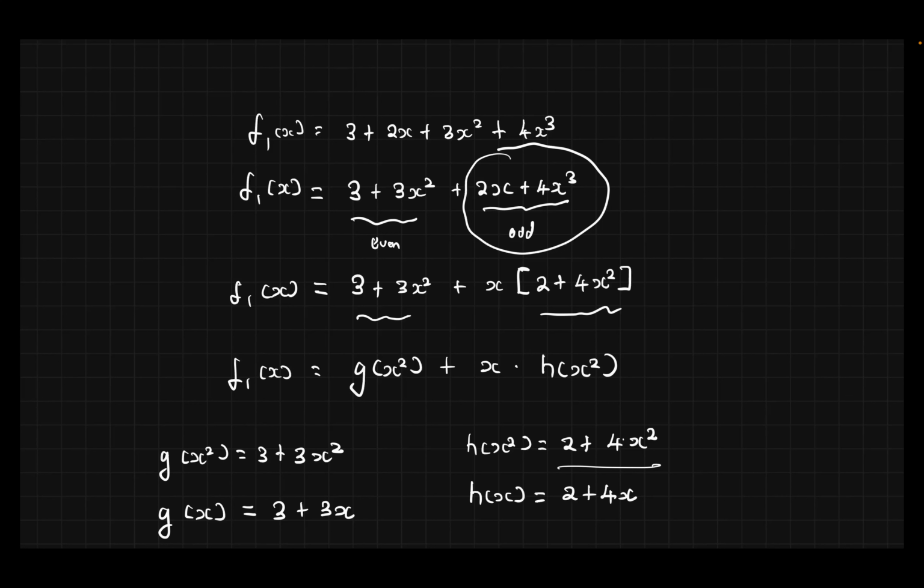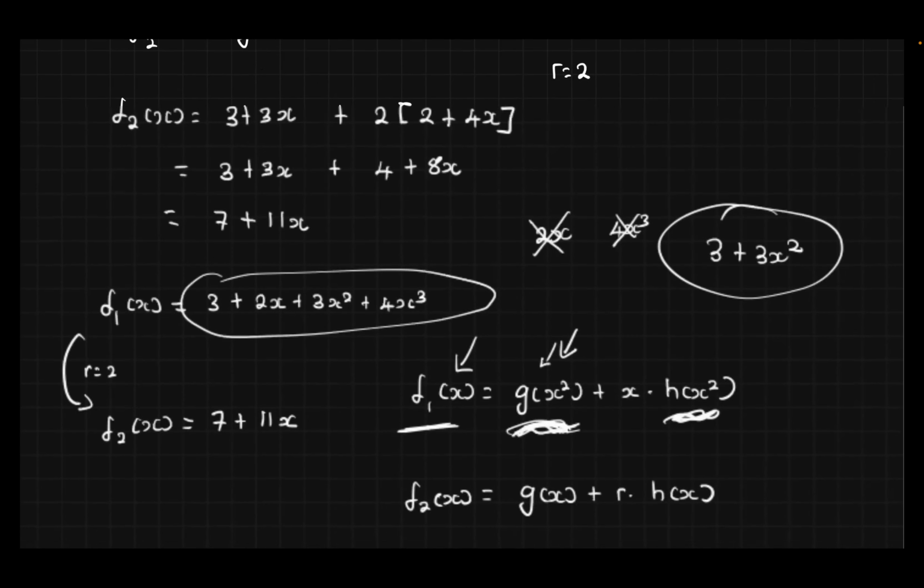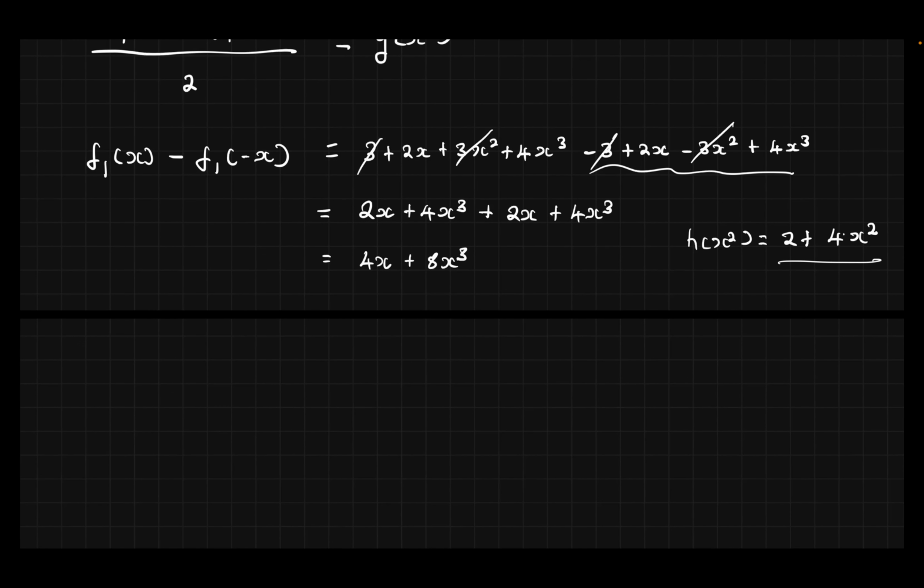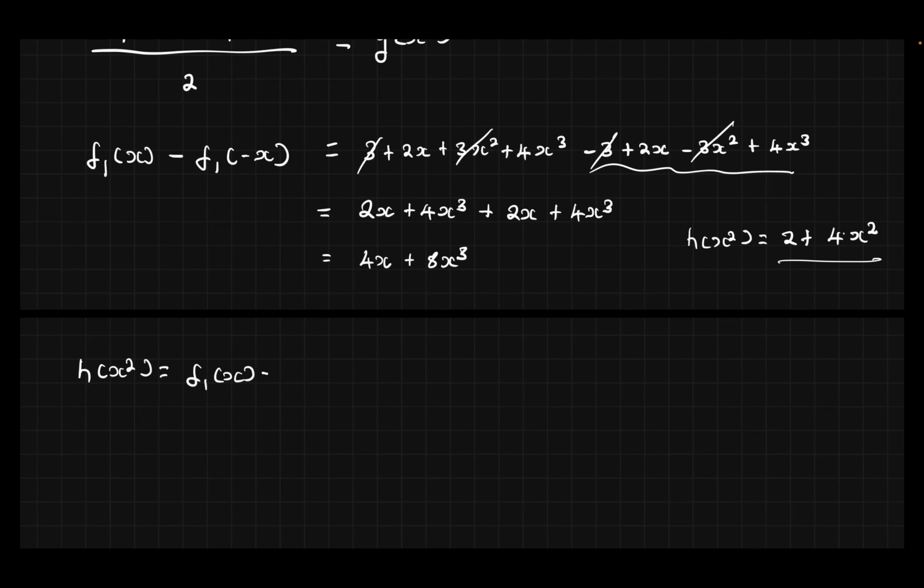And what did we do to that part? We removed x. So we need to divide not just by 2, because of the doubling, but also divide by x to get rid of that x. Yes, exactly. So h of x squared is equal to what? f1 of x minus f1 of minus x divided by 2x. Make sense?